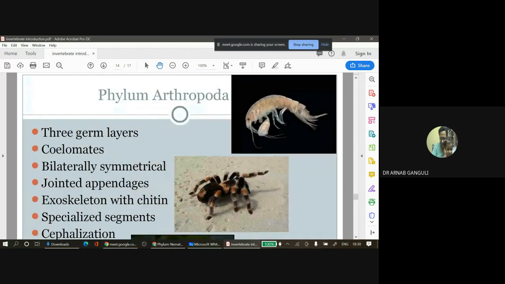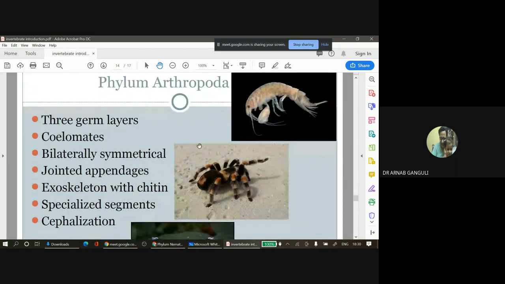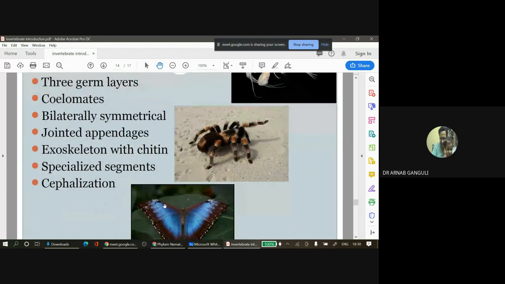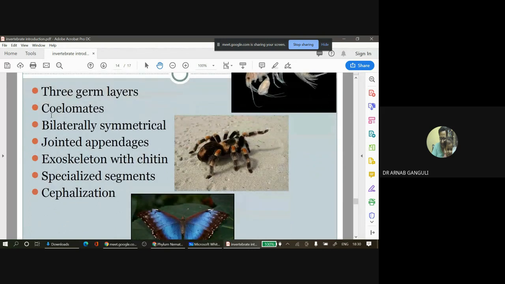It's a dangerous disease. Then you have the famous phylum Arthropoda: the prawns, arachnids, insects. They have three germ layers, coelomates. They are bilaterally symmetrical, with jointed appendages. Therefore, they are known as arthropods. They have an exoskeleton with chitin. They have specialized segments, and another thing called cephalization. That is, you can see a formation of a head.